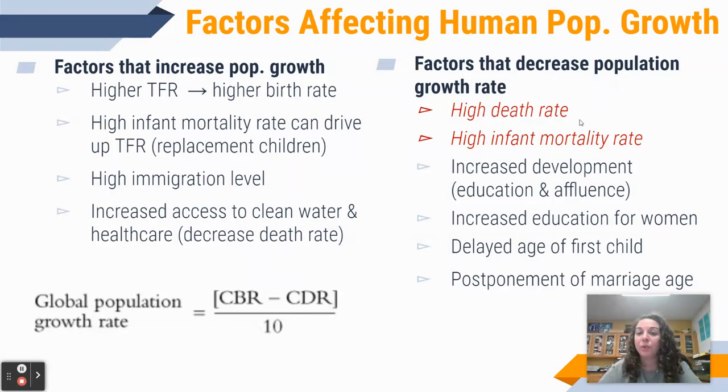And then after that, we have our factors that decrease it. So a high death rate, a high infant mortality rate, and increased development. So we get more education, we get more wealth, we don't have as many children, increased education for women, delayed age of first child, getting married later. All those things reduce our TFR, which is going to reduce our birth rate. So that's going to bring down our population growth level.